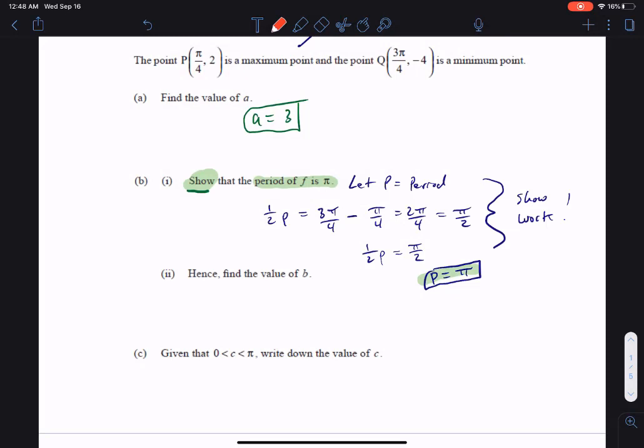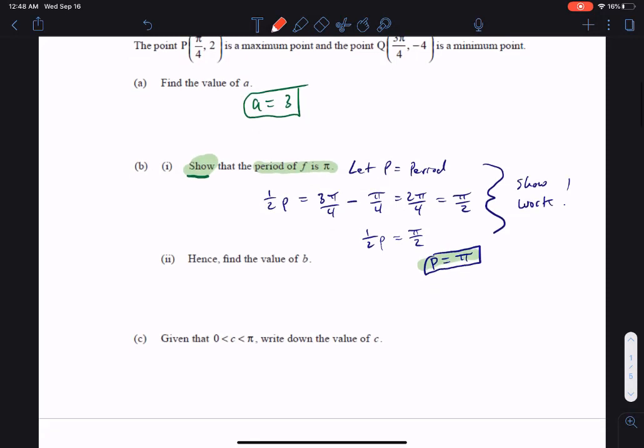You're probably thinking, why do I have to tell you that? But you'd be surprised. Some people literally just write the answer that they already gave you, so they really didn't do anything. Okay, so just keep that in mind. Hence, find the value of b. Hence means use the answer we just got from the previous question. Find the value of b.